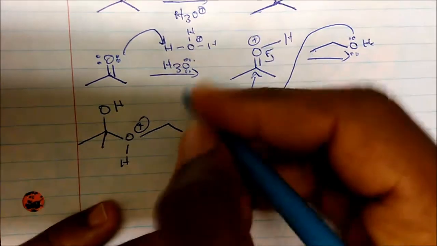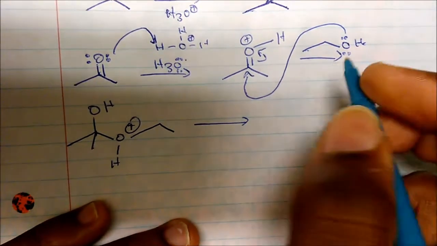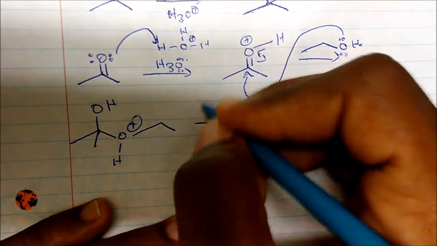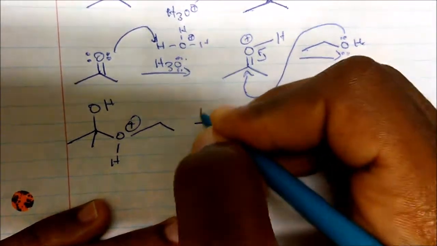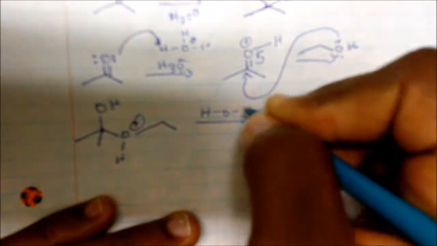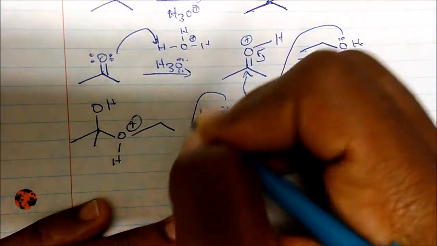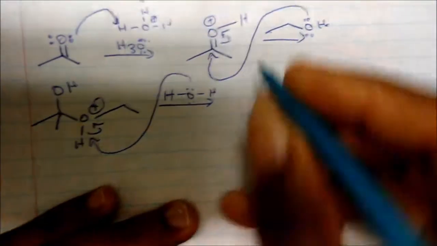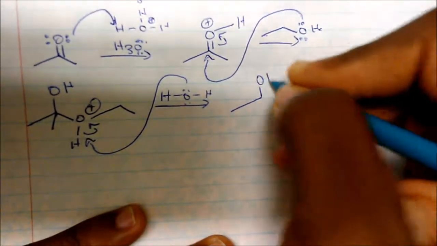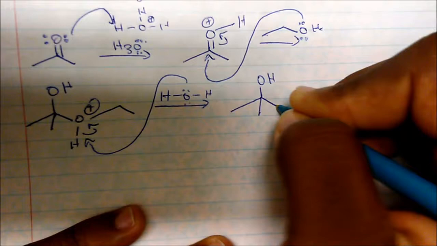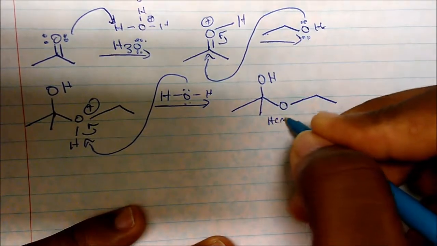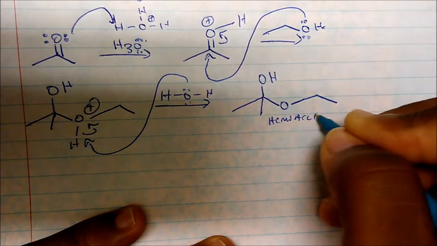An oxygen with three bonds, automatic plus charge. Now in the second step, remember we just formed water. So water is going to come in and act as a base and take off one of those hydrogens. Now we're at a point where the molecule looks something like this. We're in neutral conditions now.